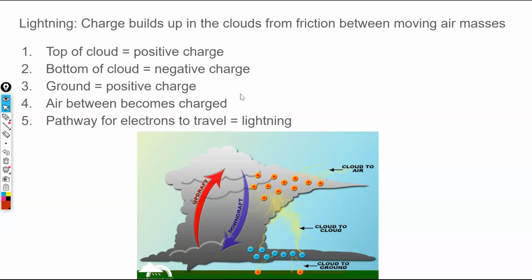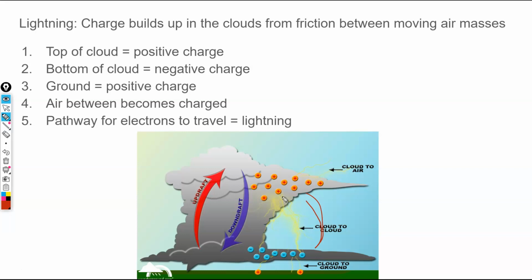So we can also look at this in relationship to how lightning actually builds up. In lightning, charge builds up in the clouds from friction moving between air masses. If you look at it, at the top of the cloud there is a positive charge. The bottom of the cloud has a negative charge, while the ground is what we'll call, again, positive. What's happening then is the air between these two starts to become charged. Once they become charged, that's where the lightning forms.